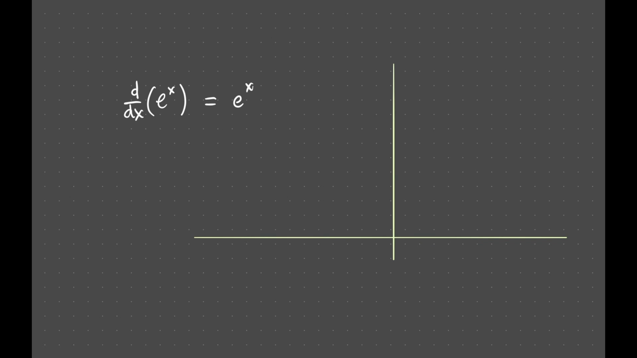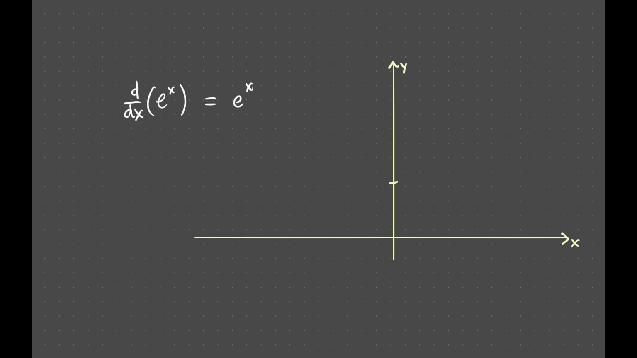Another derivative which is extremely important is the derivative of the exponential function. Not only is this derivative important, it's actually quite easy to remember too. Its derivative is just itself. That is, the derivative of e to the x is just e to the x.